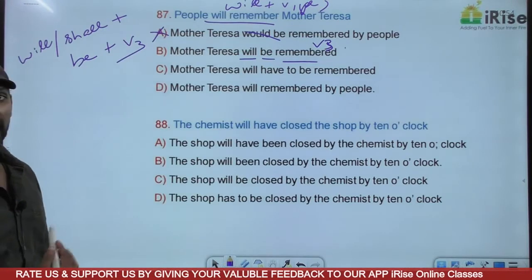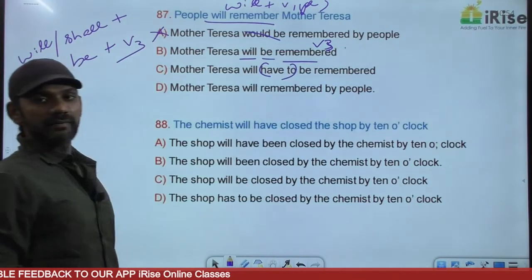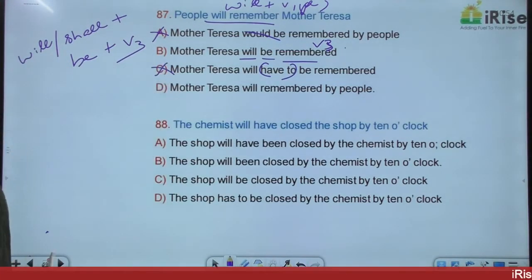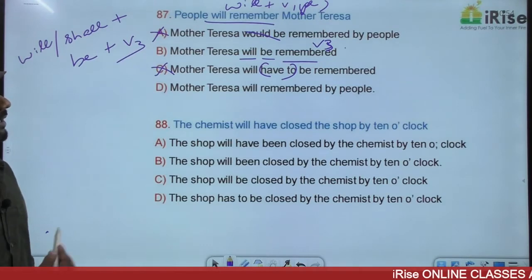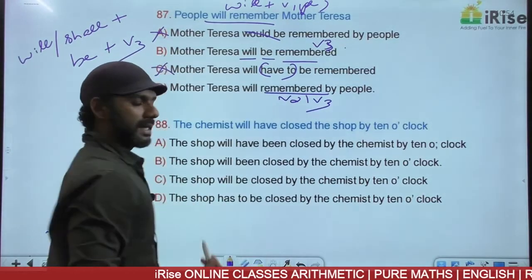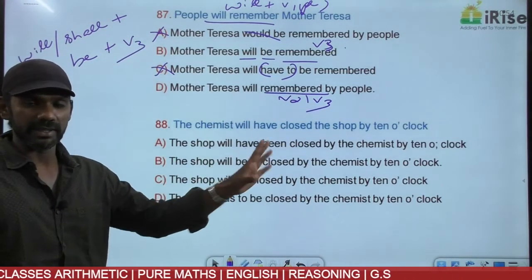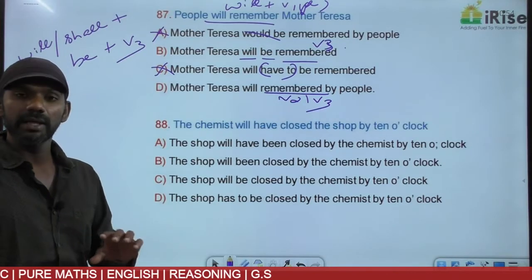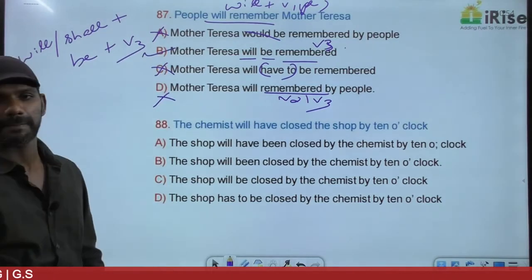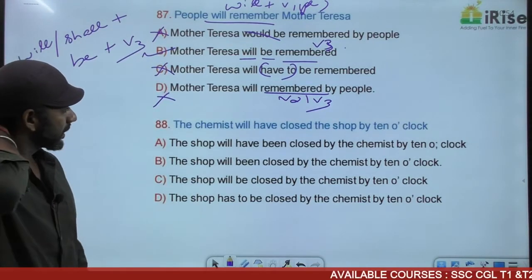C says will have to be remembered. What is extra here? Have to is extra here, which is not in the structure of simple future. Eliminated. D says Mother Teresa will remembered by people. Remembered is both V2 and V3. Remember, remembered, remembered. There's nothing like will plus V2 or will plus V3. It's always will plus V1 or will plus be plus V3. Eliminated. The answer must be option B. Clear? Mother Teresa will be remembered. Come to the next one.